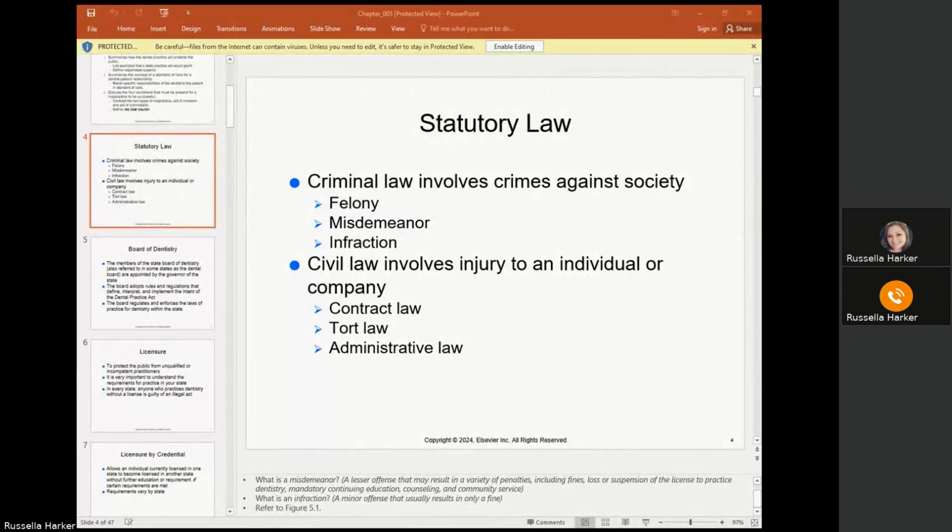Hi, we're going over chapter 5 today in the Modern Dental Assisting book. This chapter is about dentistry and the law. So it starts out talking about statutory law.